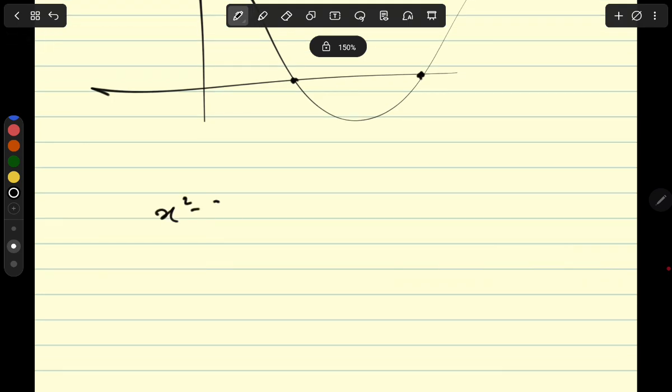X squared minus 5x plus 6. So this is an entire function, and we are going to find the values of x for which this entire function is above the x-axis. Now before writing a single line, I already know I'm dealing with a graph. So the first question I ask myself is, what are the roots?